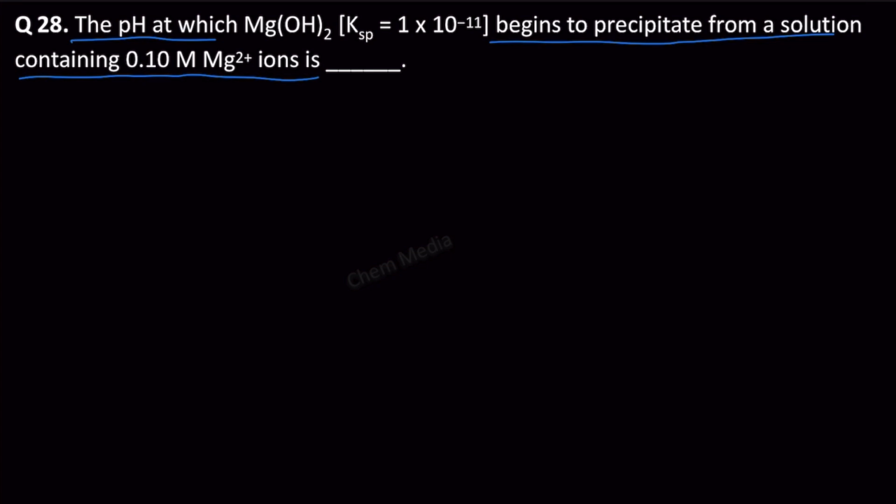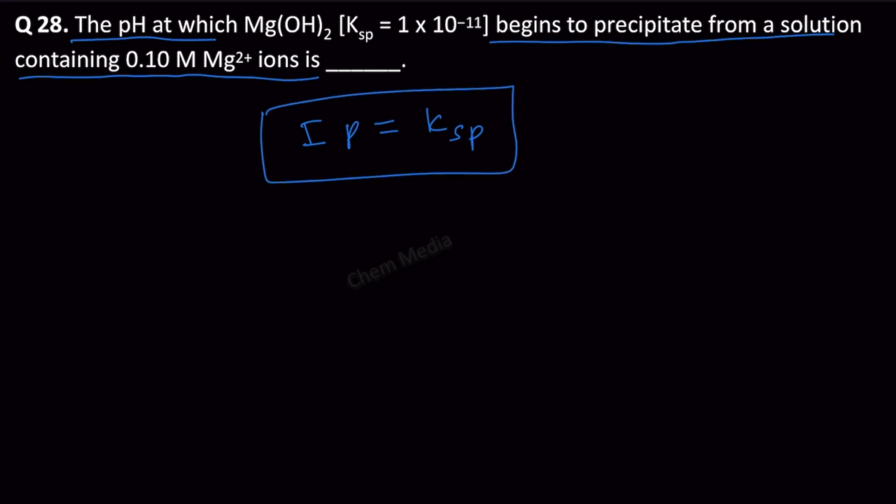So what it indirectly means is that there exists an equilibrium. The solution is saturated. It is not yet supersaturated. So this means the ionic product is equal to the solubility product. That's the assumption we should make here.